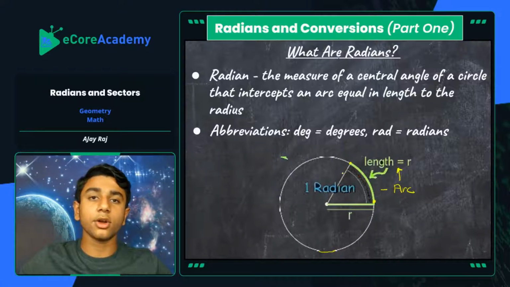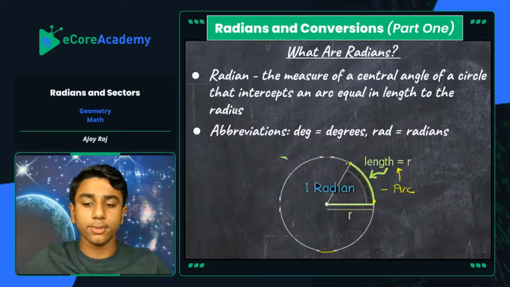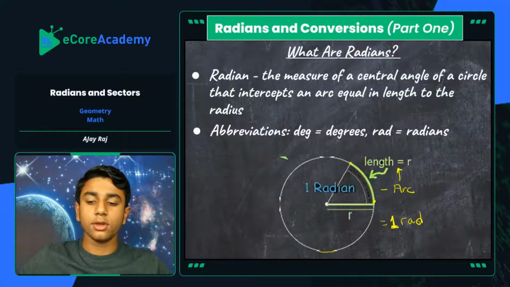We know that arcs are continuous measurements. Therefore, they can be given linear correspondence, such as length. And in this example, our radius is going to be equivalent and congruent to our arc. Therefore, it's going to be equivalent to 1 radian. So 1 rad. That's the equivalence right there, ratio. That's 1 rad.